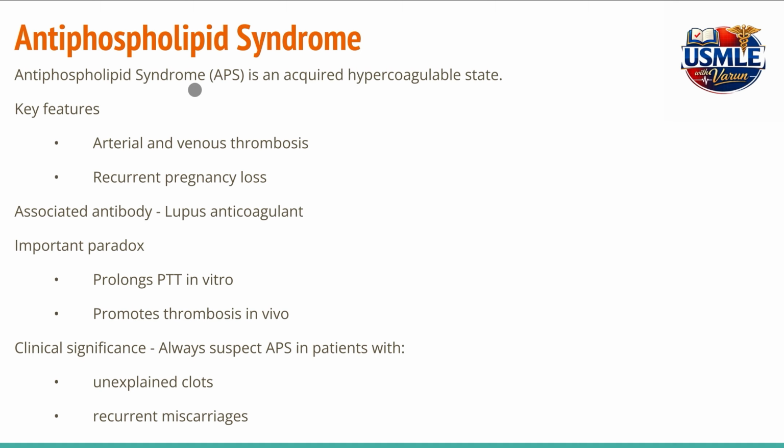Now let's discuss antiphospholipid syndrome. This is an acquired hypercoagulable state. It causes thrombosis and recurrent pregnancy loss. Whenever there's a woman presenting with recurrent pregnancy loss and a history of DVT or calf pain, whatever the question mentions, just think about antiphospholipid syndrome. The associated antibody is the lupus anticoagulant.